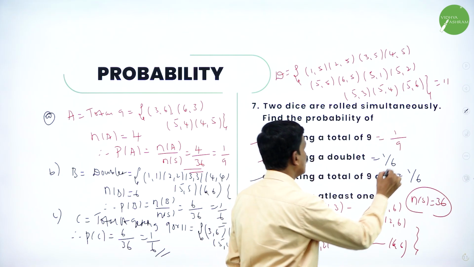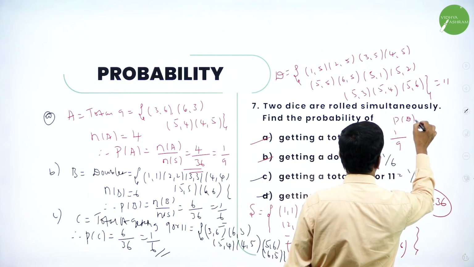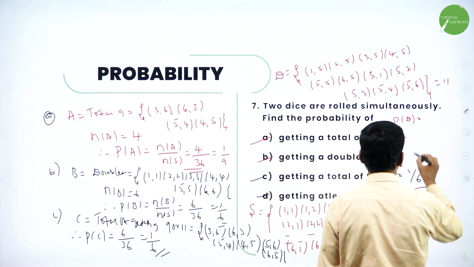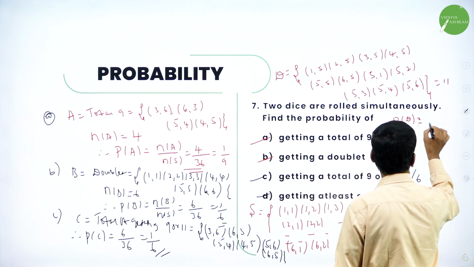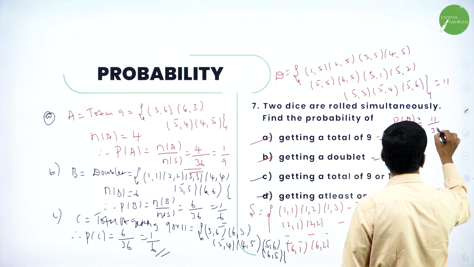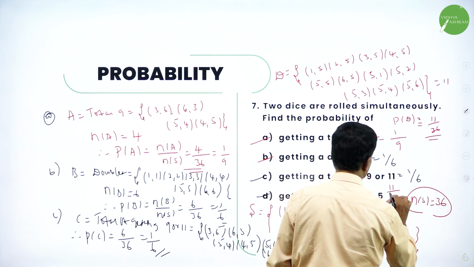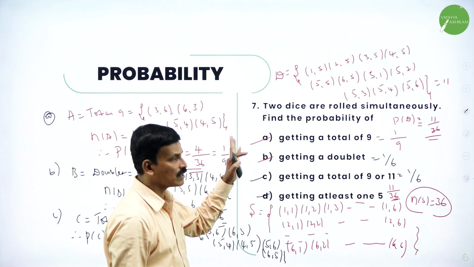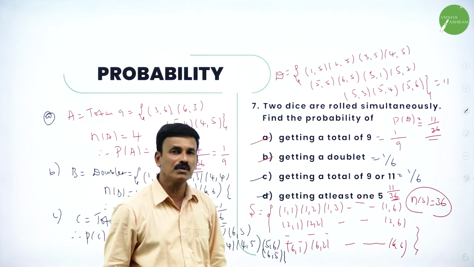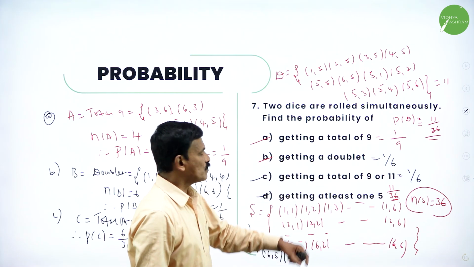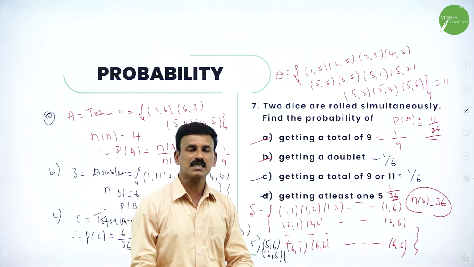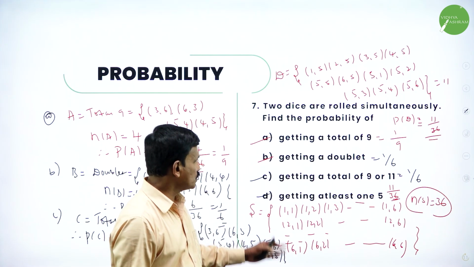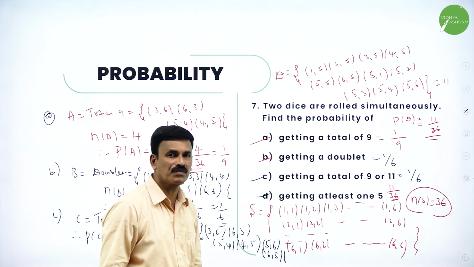So therefore the probability of getting at least one 5 is nothing but 11 divided by 36. That's it. There are 11 events, hence the probability of getting at least one 5 is 11 divided by 36. So this is also a very important, simple type of problem. Hope you followed. You may expect this for 3 or 5 marks.